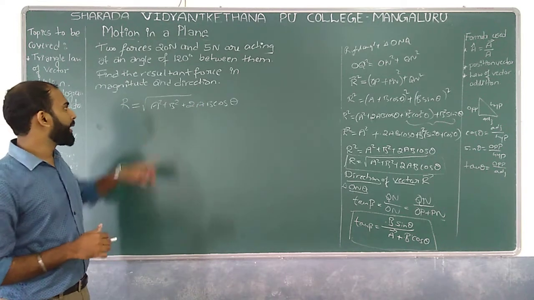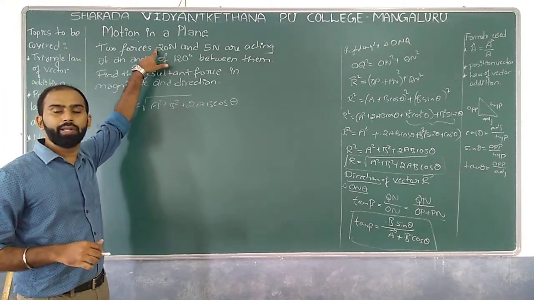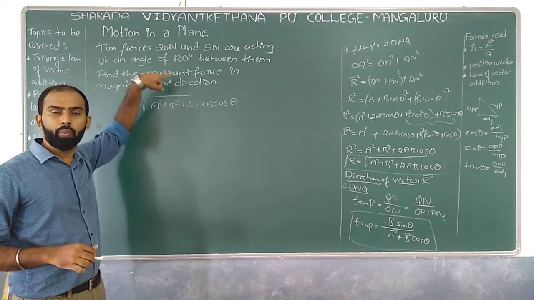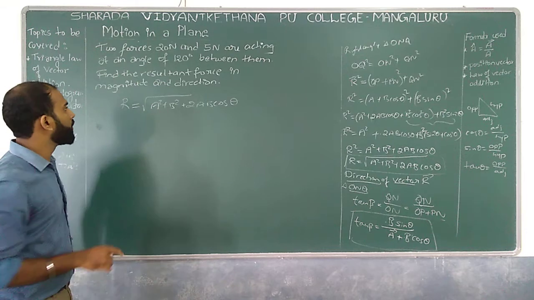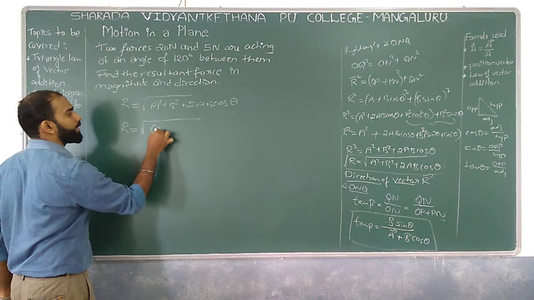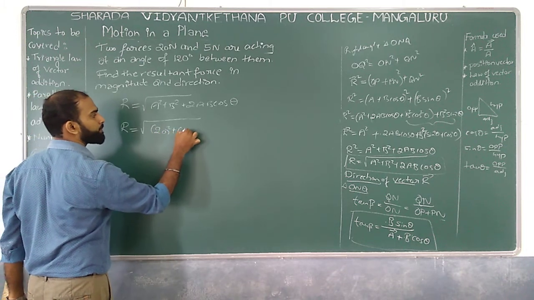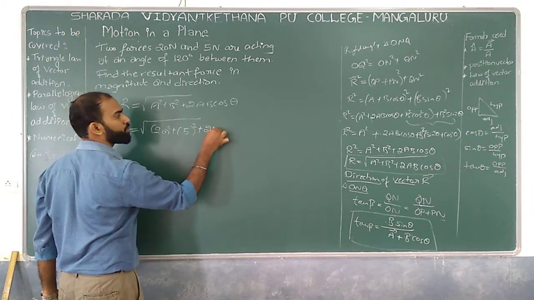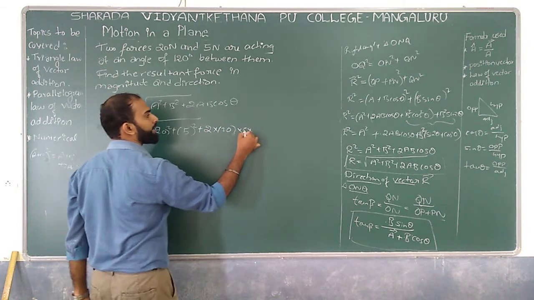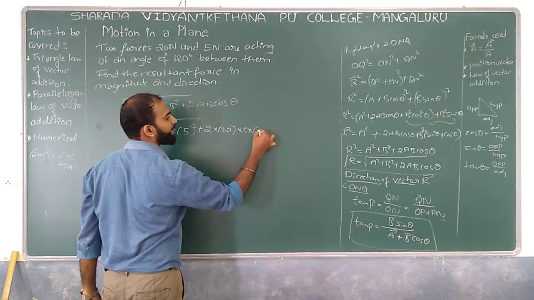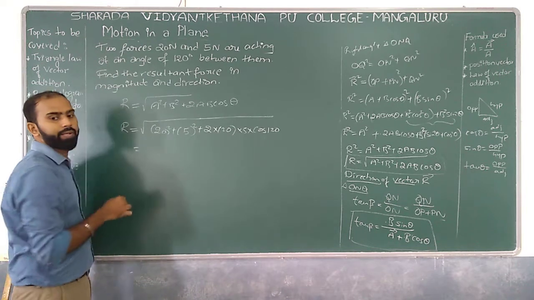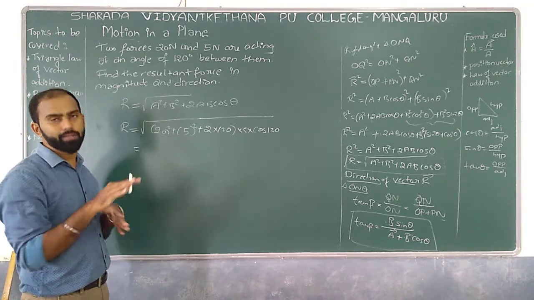Now in the place of A, what do we have? In the place of A we have 20 Newton, in the place of B we have 5 Newton, and in the place of theta we have 120 degrees. Correct? Now R is equal to the square root of 20 whole square plus 5 whole square plus 2 into 20 into 5 into cos 120. What is the value of cos 120? Cos 120 is minus half.